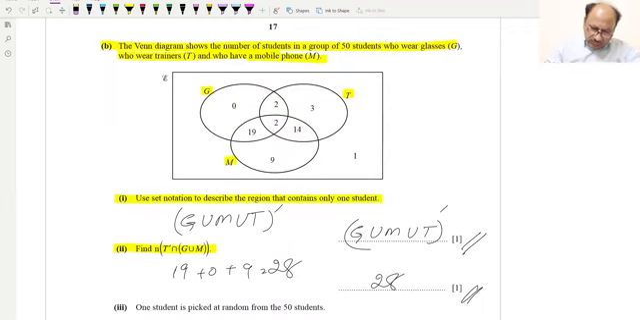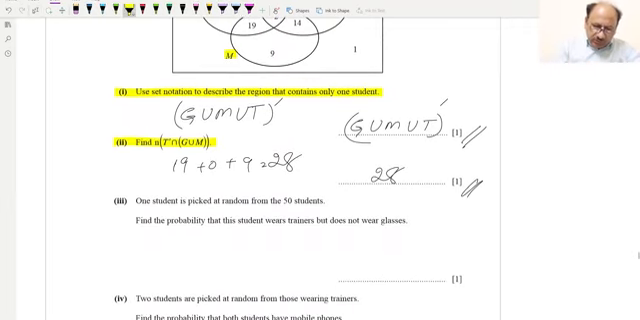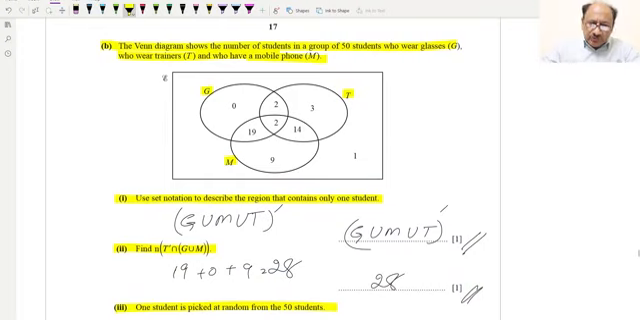Now next is part 3. One student is picked at random from the 50 students. Find the probability that this student wears trainers but does not wear glasses. So trainers but not glasses will be basically 17 out of 50.